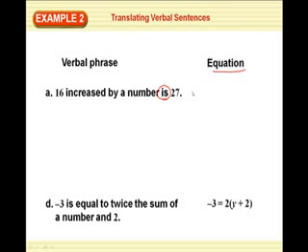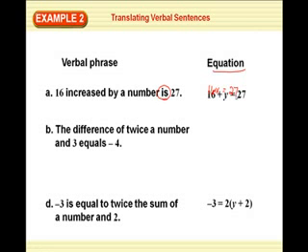So 16 increased by a number, so 16 plus x, increased is 27, so equals 27. And they're using y; unless they tell you, you don't have to use a certain letter. The difference of twice a number and 3. So twice a number and 3, and when the word difference is used, you write it just in the order it's given, equals -4, and it has to be written that way. And they already have the next one. -3 is equal to twice the sum of a number and 2. The sum means you have to add it first. That's why they put parentheses. So twice the sum, that's why you had to have the parentheses.